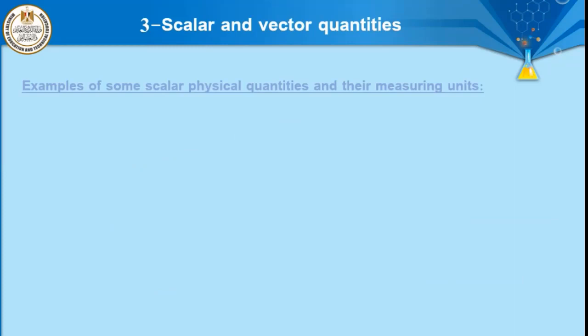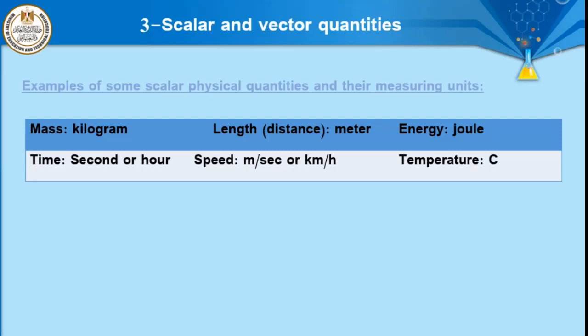Examples of some scalar physical quantities and their measuring unit. Number one, mass. Mass is measured by kilogram. It can be measured directly and has no direction. So mass is a scalar physical quantity. Length is maybe similar to distance. Both of them are scalar physical quantities. Why? Because they can be defined by magnitude only and have no direction.